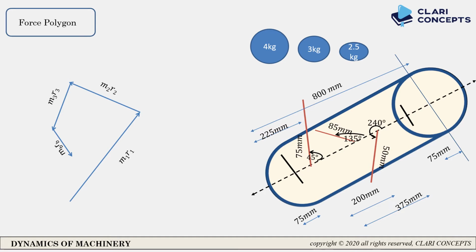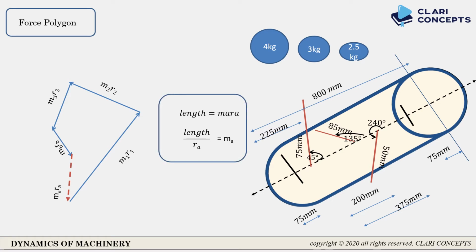But you can see here your polygon is not closed. It means your system is not balanced, or your system is not in equilibrium. So to make your system balanced, you have to connect this polygon by one arrow, and this arrow length shows the force produced by mass Ma, which is Ma Ra. So you can write that length equals Ma Ra, and you know the value of Ra, so divide the length by it. So length divided by Ra equals Ma. By that you find the value of mass A which is placed in plane A.